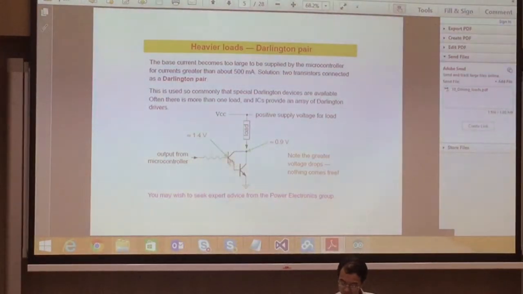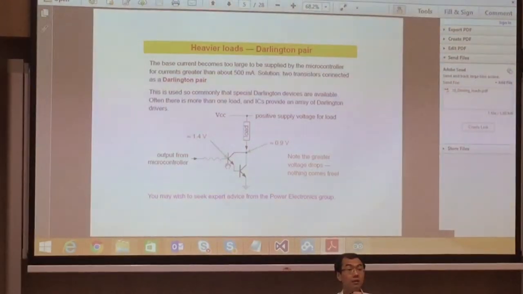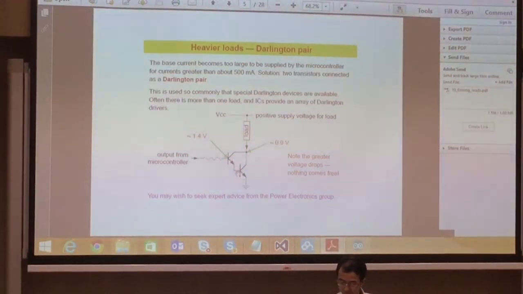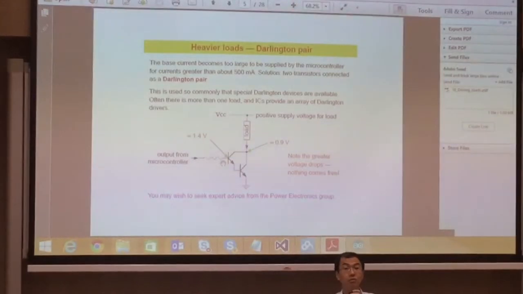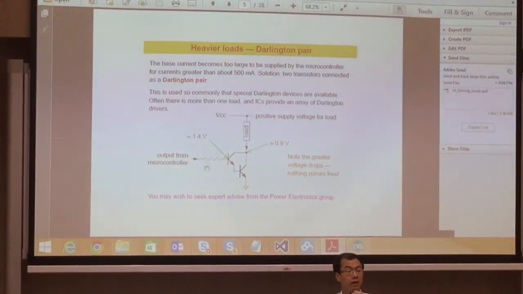So now you see there are two NPN here. If I ask you how much voltage I need to turn on this Darlington pair? You can see you have two diodes right here. From here to here is one diode. From here to here is the other diode. So basically you need 1.4 volts here to turn on this Darlington pair.